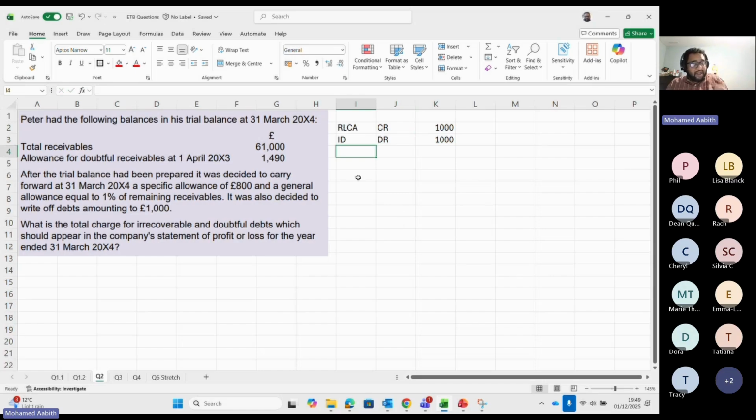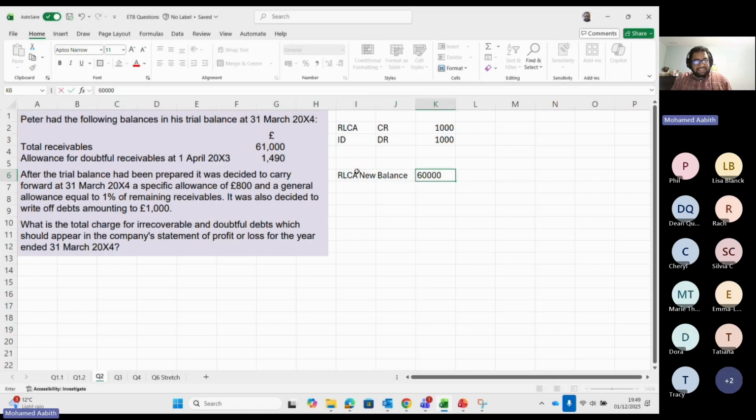So what is the new balance of my RLCA? RLCA new balance is going to be £60,000. Now we'll be able to find out the allowance for doubtful debt. What we know is we have a specific allowance of £800. So we find the specific allowance, which is 800. So what will the general allowance be?